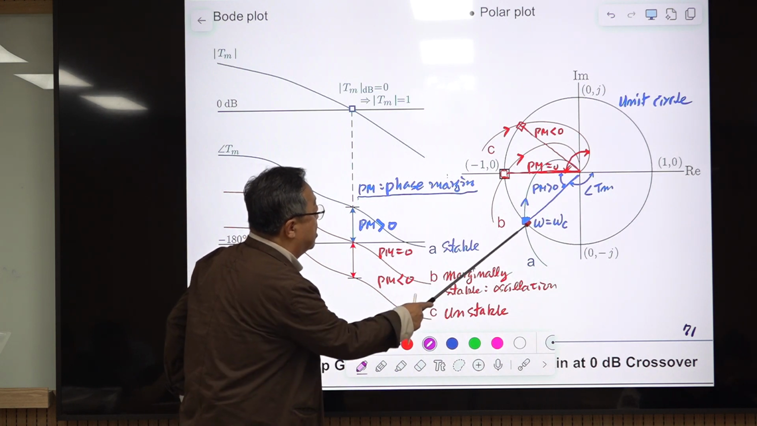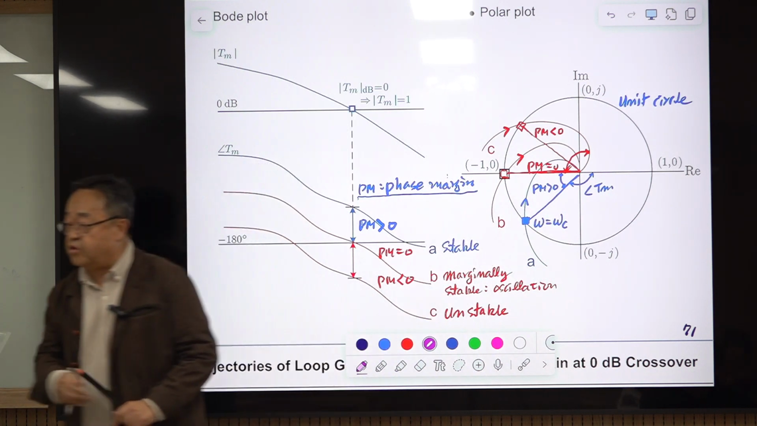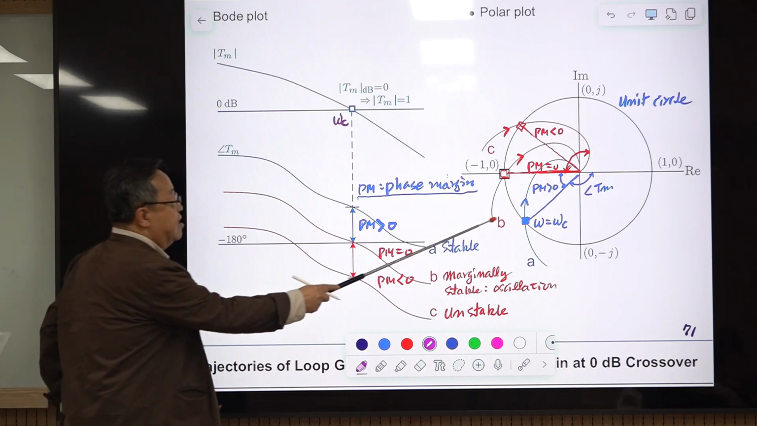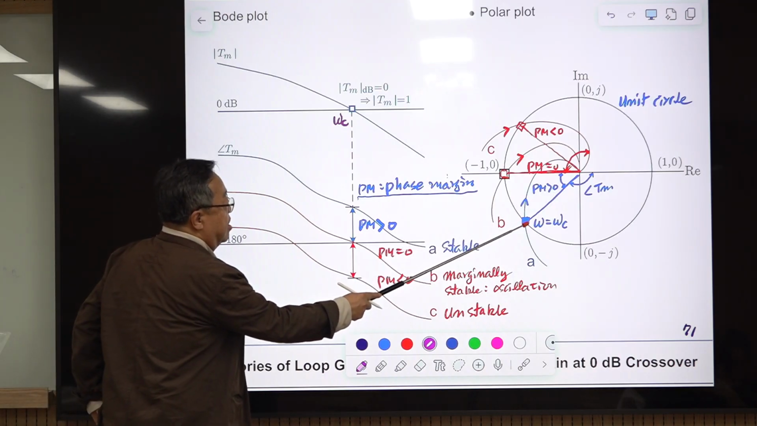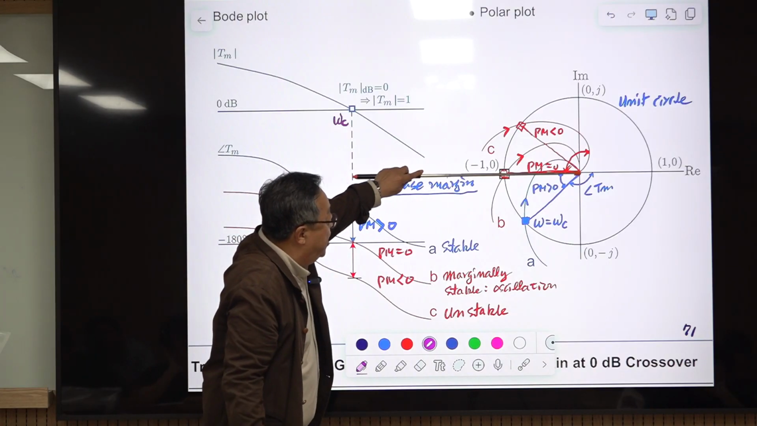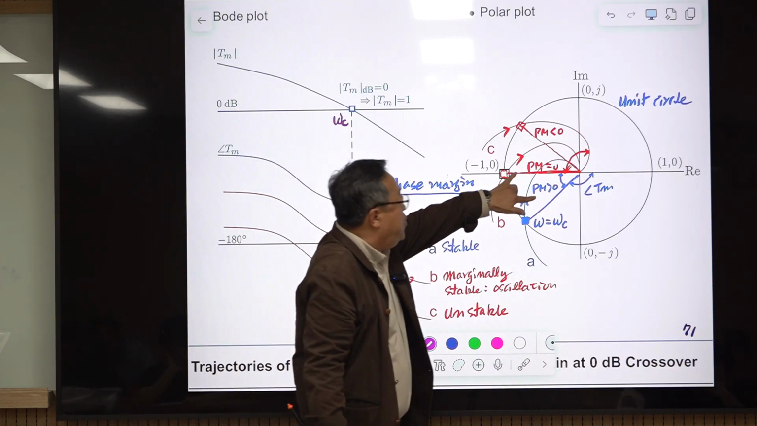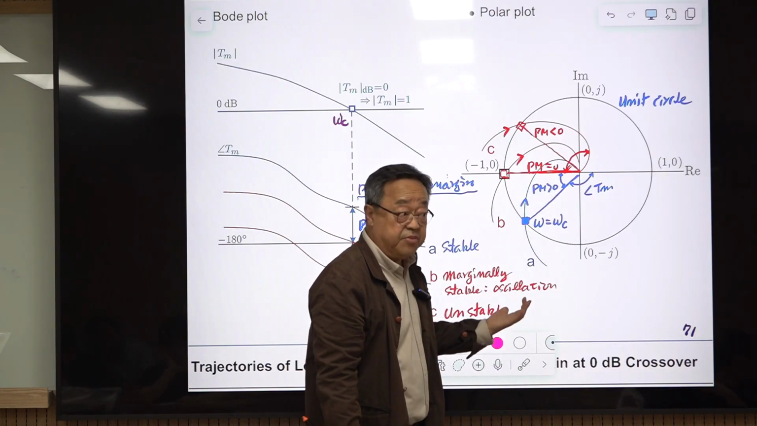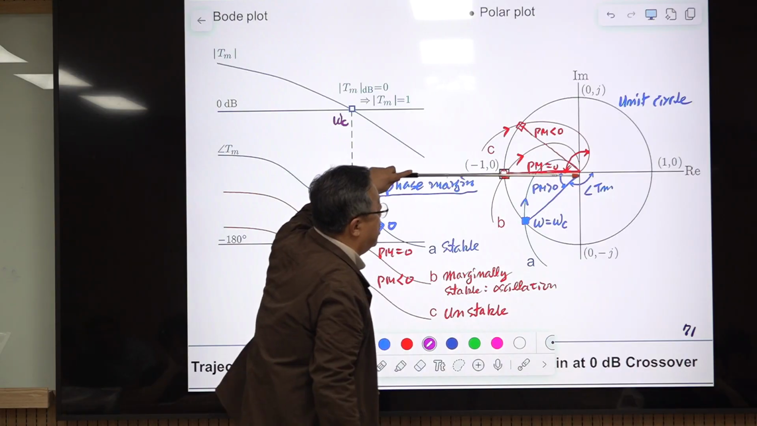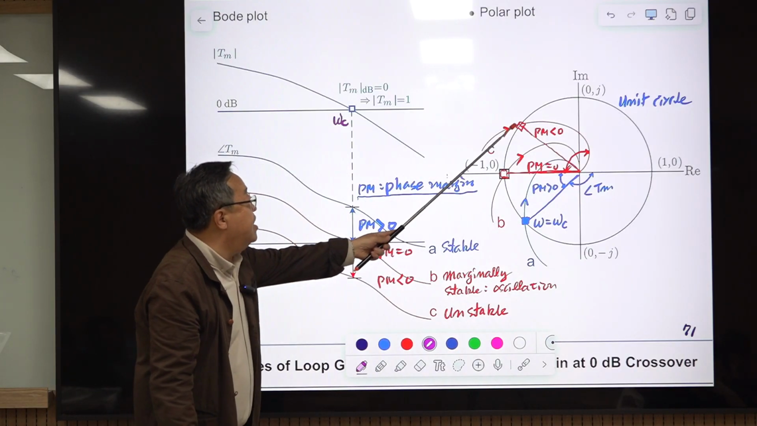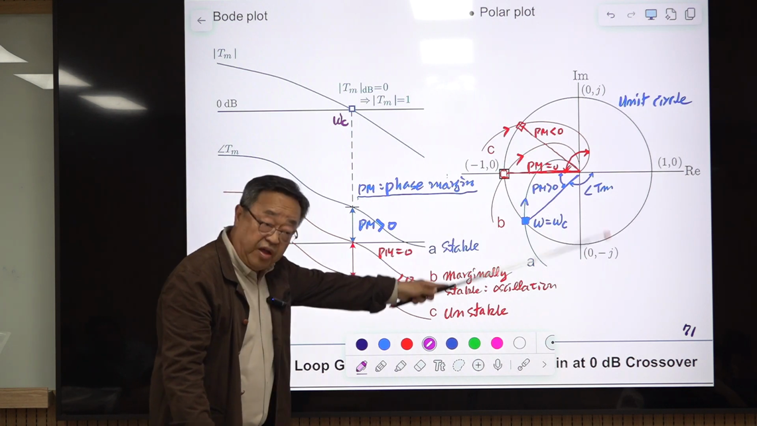So if you project this one to the polar plot, the first is this one. This is omega c, the gain crossover frequency. At the omega c, the phase, this one, phase Tm, and this is minus 180 degree. The difference between two line segments is defined as a phase margin, which is positive in this case. And for this case, the same line, so phase margin is 0. And for this case, phase margin becomes negative.